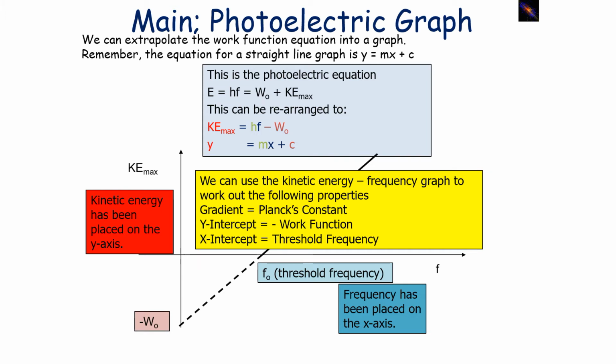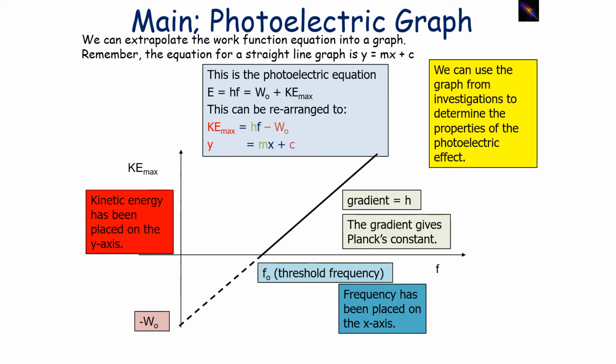So it's important you can use kinetic energy frequency graphs to work out the following properties. The gradient is Planck's constant, the y-intercept is the negative work function, and the x-intercept is the threshold frequency. And we can use this to determine different properties about the photoelectric effect.